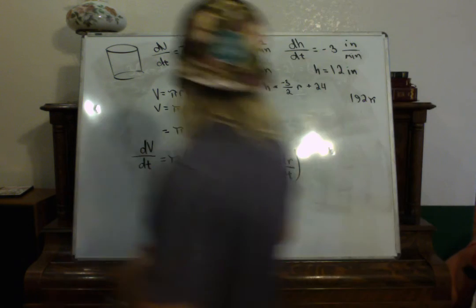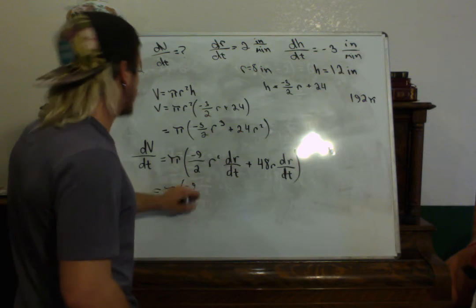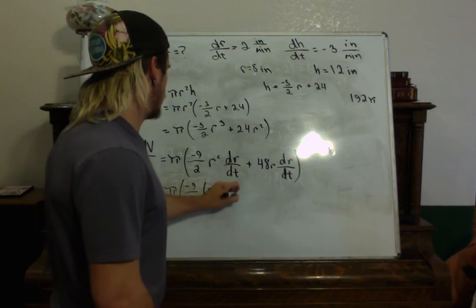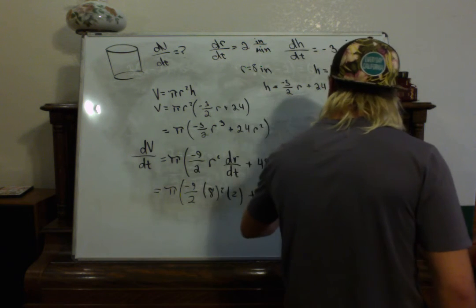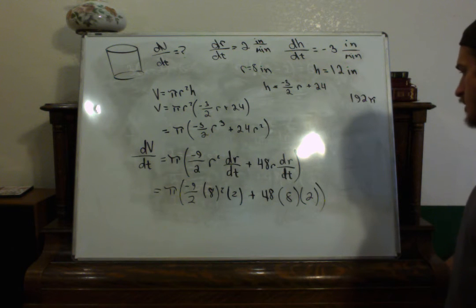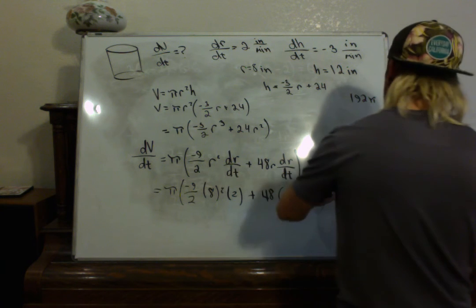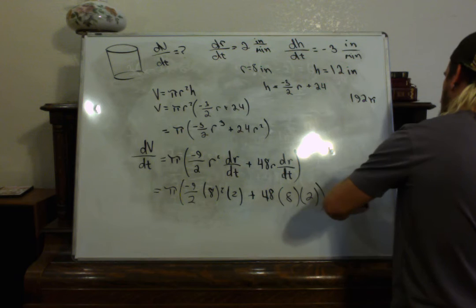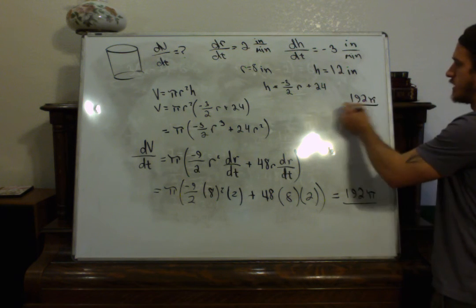Now, go ahead and plug in our values for r. So we have 8 for r and 2 for dr/dt. Good. If you simplify all that, I trust you can do that on your own, you will find that this indeed equals 192 pi. So we did get the same answer.